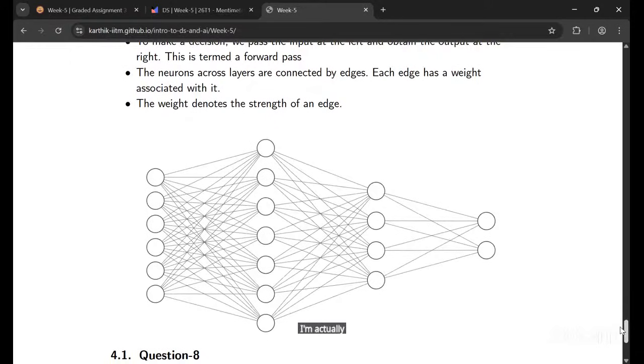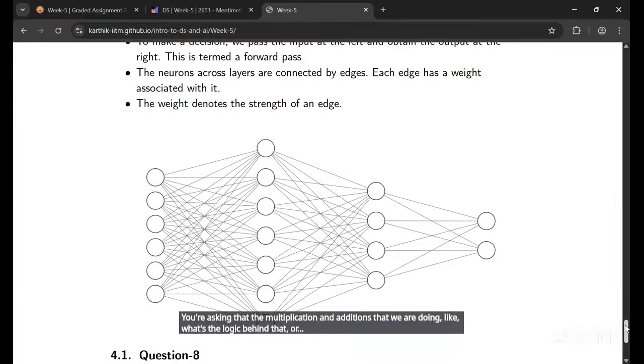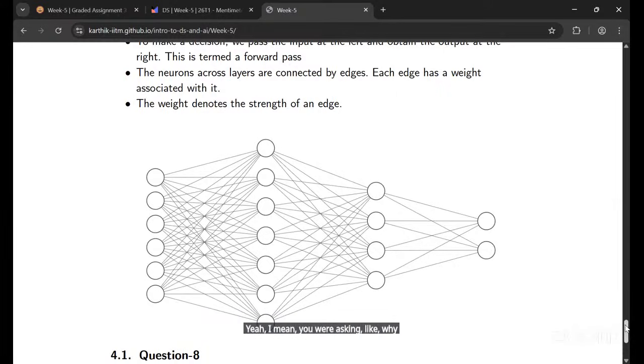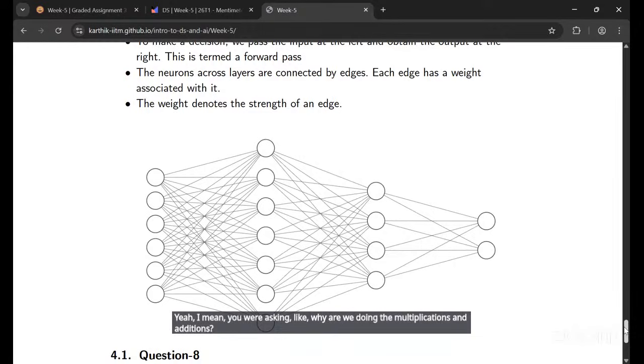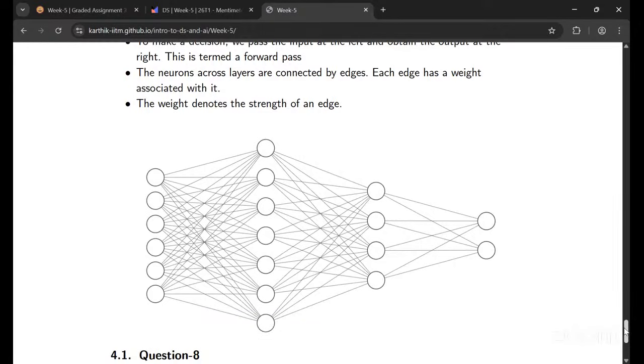Actually, it works on which basis, ma'am? Can you please repeat your question? Sorry, but I'm not able to understand. This whole pattern works on the basis of which pattern? You're asking that the multiplication and additions that we are doing, what's the logic behind that? Yes, ma'am. The logic is multiplication, right? Yeah, you were asking why are we doing the multiplications and additions? Yes, ma'am.